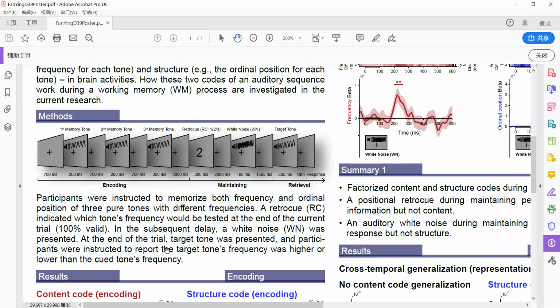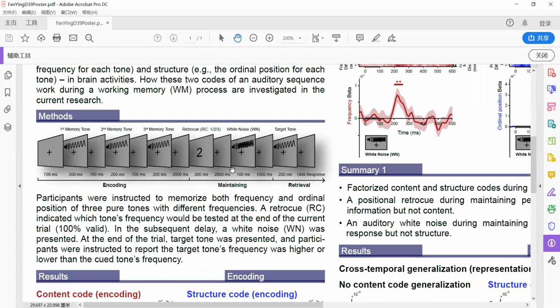Now, let's first look at the task. Three pure tones with different frequencies were presented, and participants were required to memorize both the frequency and the ordinal position of these three pure tones. And then a retro cue would be presented, indicating which tone's frequency would be tested at the end of the current trial. Here, the retro cue is 2, which means the second tone's frequency would be tested at the end of the trial.